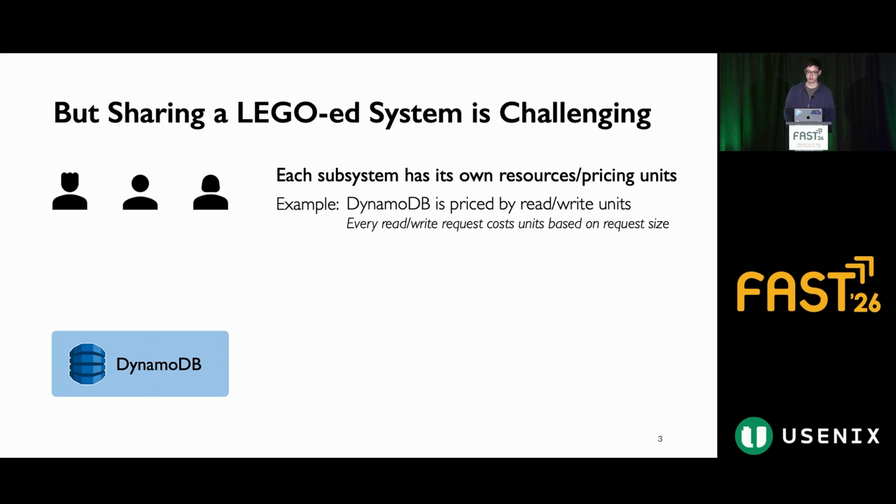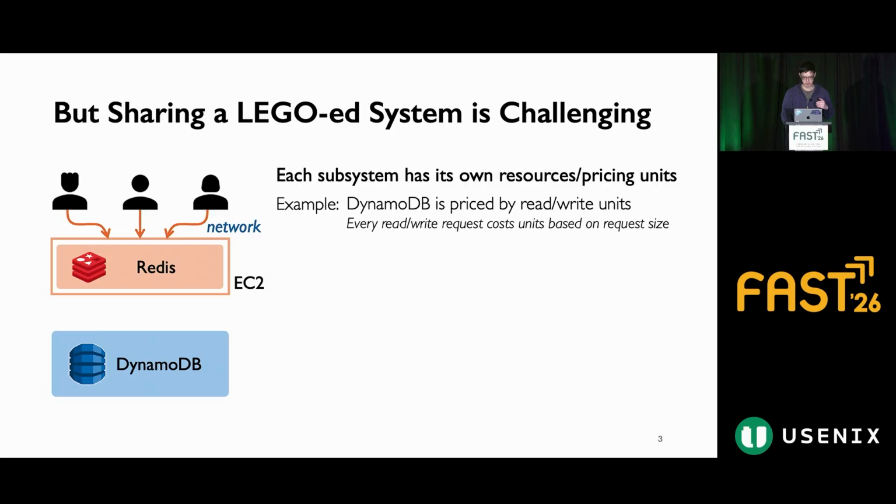For example, DynamoDB is priced by read or write unit, where each request consumes units based on its request size. So directly reading from DynamoDB is very expensive. So to avoid a crazy bill from AWS, you may want to spawn an EC2 instance hosting some Redis cluster to cache hot data so that you reduce the bill to DynamoDB.